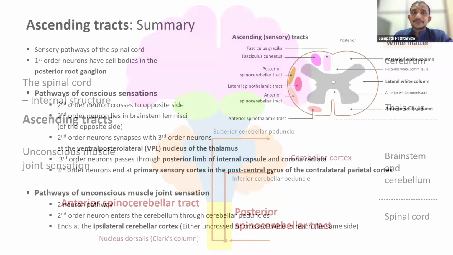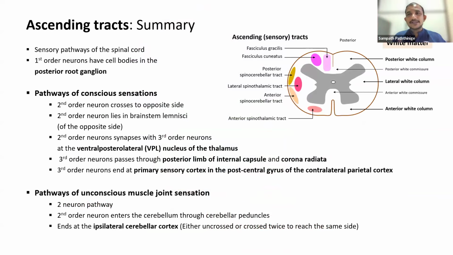So basically, there are a lot of similarities among these ascending tracts. All these ascending tracts have their first order neuron cell body in the posterior root ganglion. That is the case for the conscious sensations: pain, temperature, touch, pressure, proprioception, vibration.